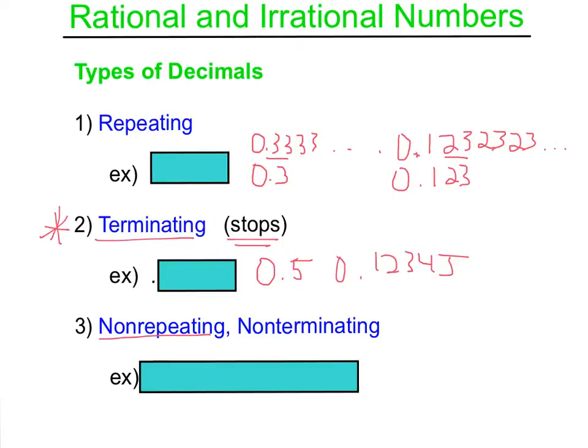And then there's the non-repeating, non-terminating. 0.321486, etc. So it doesn't repeat, but it doesn't stop. It could also be 0.1, 0.11, 0.111, 0.1111, etc. So here there's a pattern, but it doesn't repeat. The same numbers are not repeating. We can't use bar notation. So there's a pattern, but it's not a repeating pattern. Those are non-repeating, non-terminating.